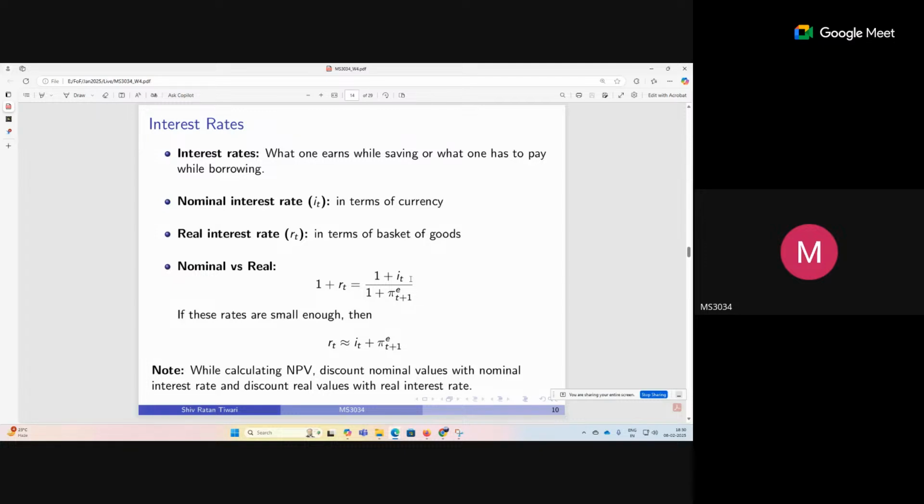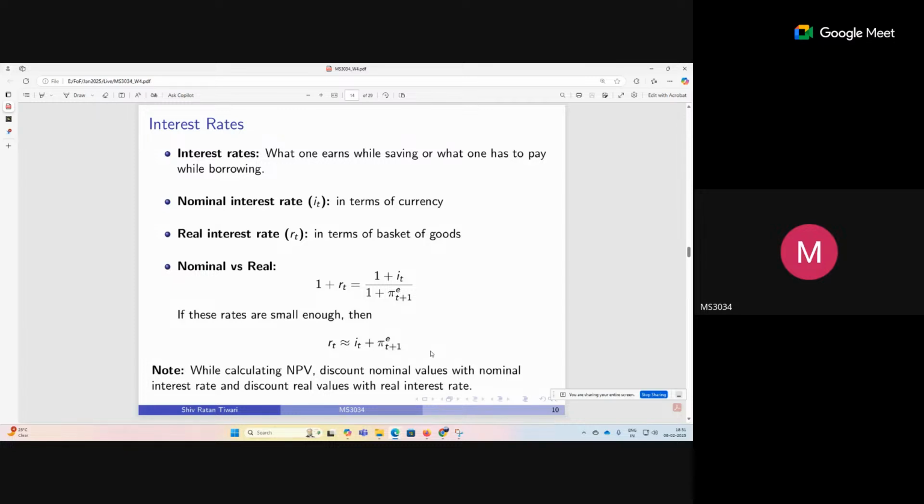And we very often use an approximation, because these rates are very small many times. If the numbers are very small, then we can directly approximate. I think there should be a minus here, correct? Yes, so I will correct it. The real interest rate is approximately the nominal rate minus the expected inflation.